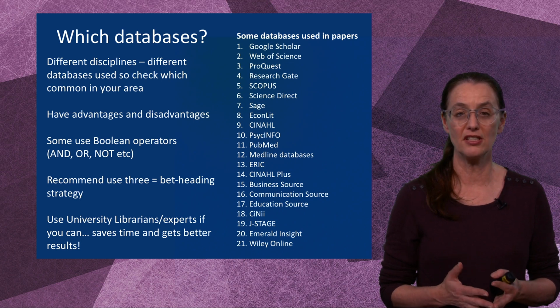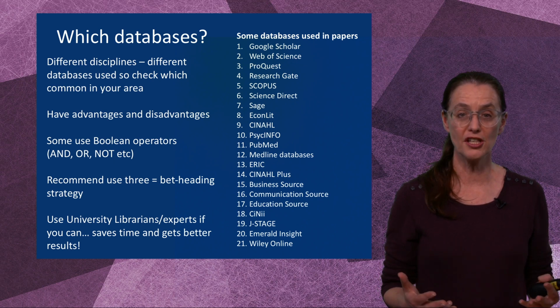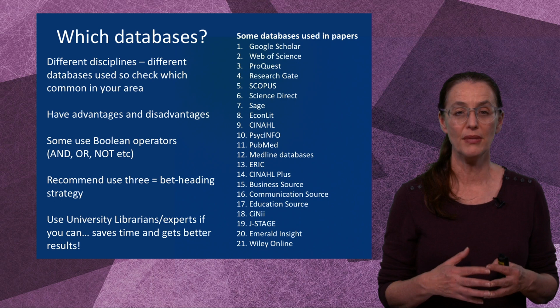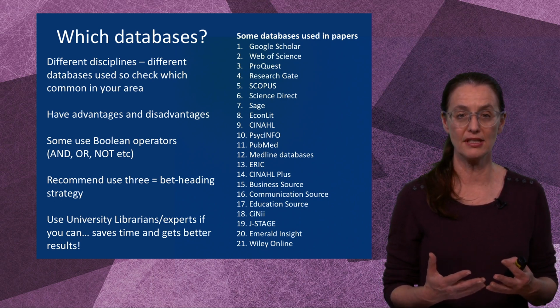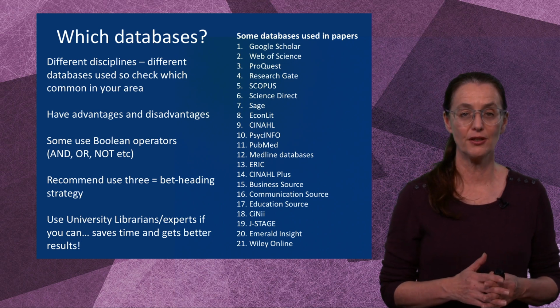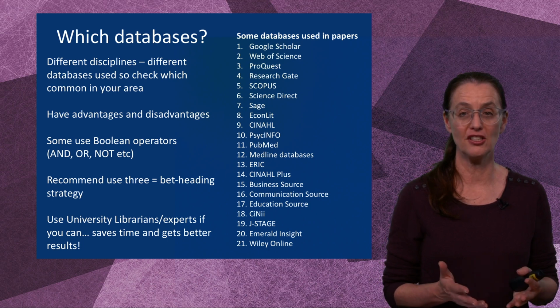Each of them has advantages and disadvantages, and those again relate to what literature they cover, but also the mechanisms that you can use to search them. Many of them use those Boolean operators, the AND, OR, NOT statements that we were using in the example before. For the systematic quantitative literature review, I generally recommend using three, and it's a bet-hedging strategy.